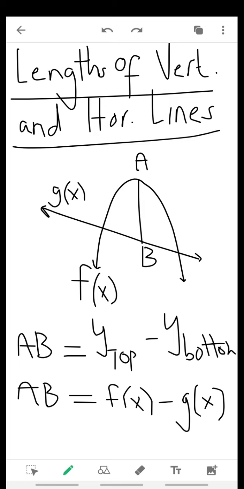The length of AB will be equal to, remember, we are dealing with the vertical, so we must look at the y values. It's going to be the y value at the top minus the y value at the bottom. Which y value is at the top? The y value of A, and the one at the bottom is the y value of B. So it's the y value of A minus the y value of B, which you can also say is the function at the top, f of x, minus the function at the bottom, g of x. So you can say f of x minus g of x, or memorize it as y top minus y bottom. That is how we would find the length of a vertical line found between two functions.